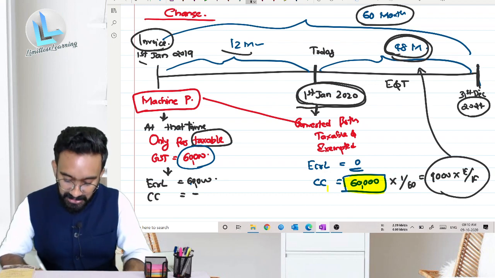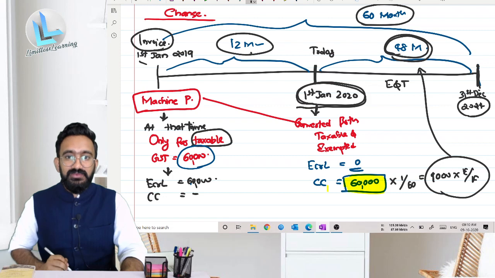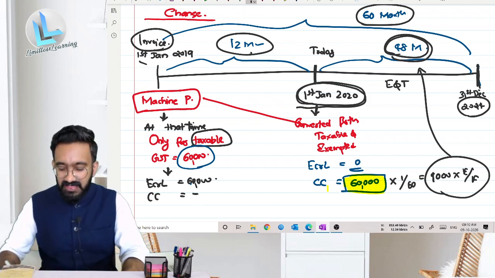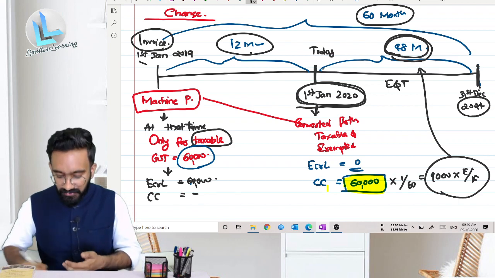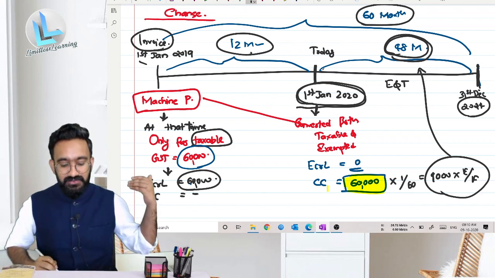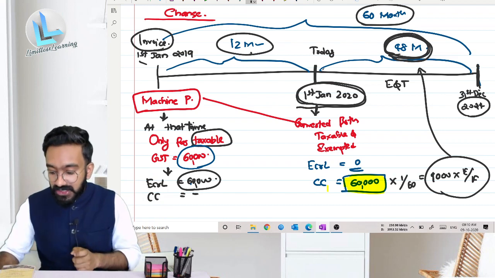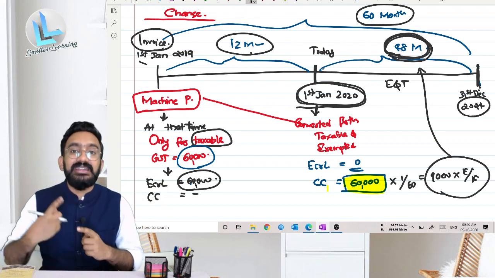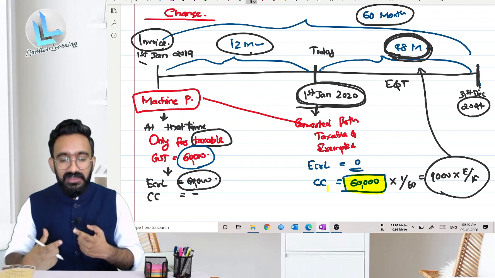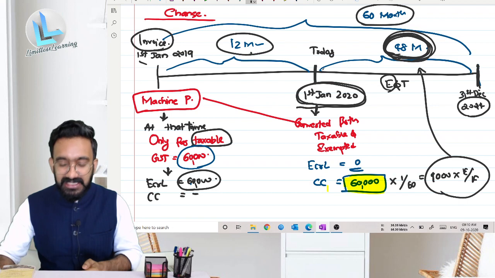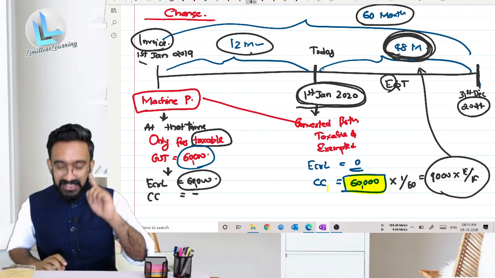So effectively what happens? For this 12 months period, you would have got 100% of the credit. For the balance period, I've given you full credit already on the 1st of January 2019 itself. For the next 48 months, 1000 into E divided by F, a portion will start getting reversed. That will amount to how much is being used for exempted supplies in the next 48 months. This is the first case, that is the amendment.